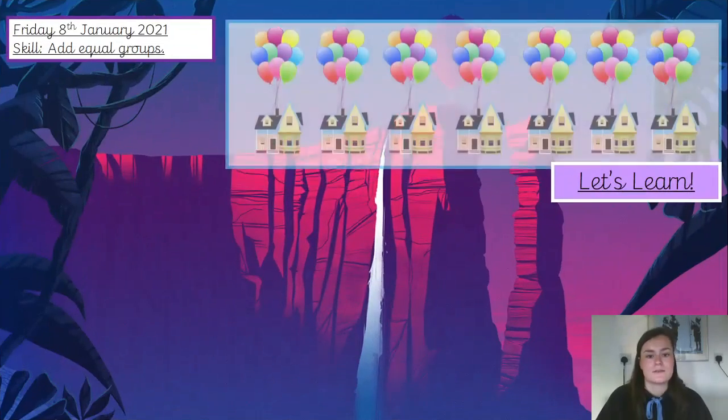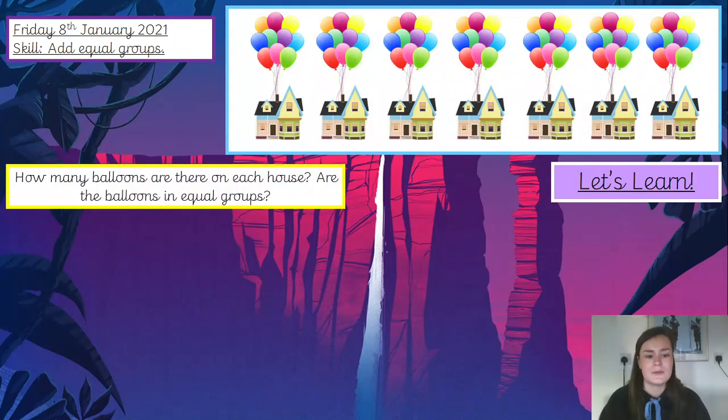Well done. Right. So how many balloons are on each house? Are the balloons in equal groups? So we have got, where's my mouse gone? There it is. 1, 2, 3, 4, 5, 6, 7, 8, 9, 10 balloons on each house. They are equal, aren't there? There's 10 on each. And how many houses have we got?